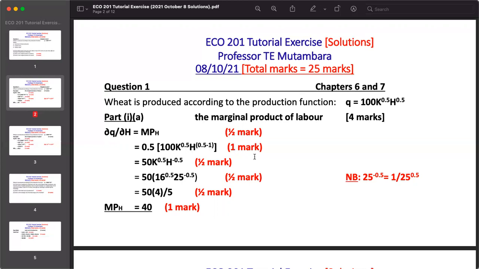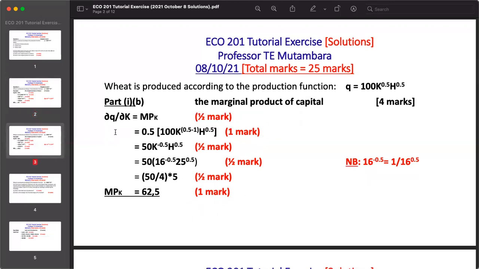You get half a mark for this, you get a mark for this, and you just simplify, you substitute your inputs, and then you get your answer. The answer should be 40. 200 divided by 5 equals 40. So that's what your answer is.